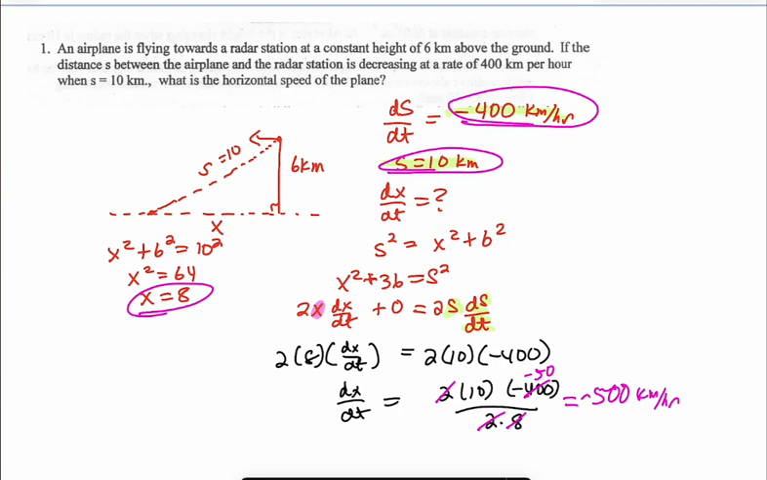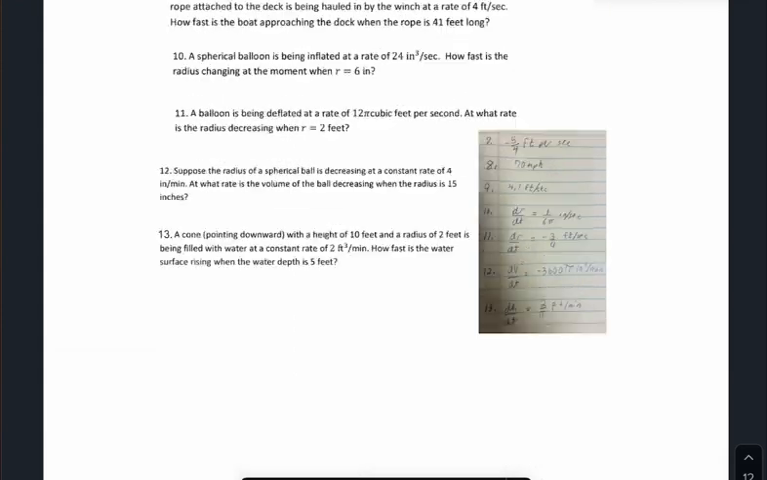So you always have to ask yourself, is the distance between the plane and the radar station getting smaller? Yes. It's changing. It has a rate that goes with it. So you're not allowed to plug those things in till the end. So you have to differentiate those things first. So if they say the great word constant, you're allowed to plug it in right at the start. If they don't say the word constant, you have to wait. That's a good question. Okay, so that's number one.